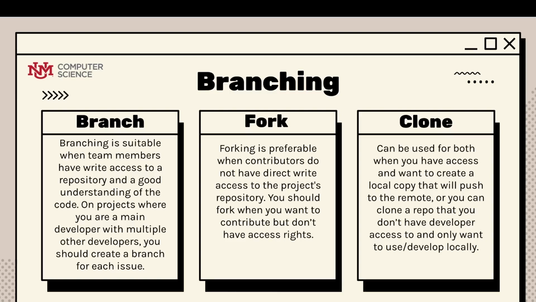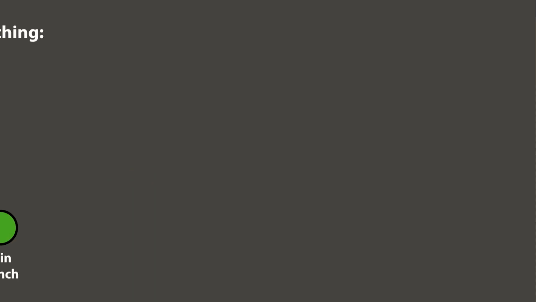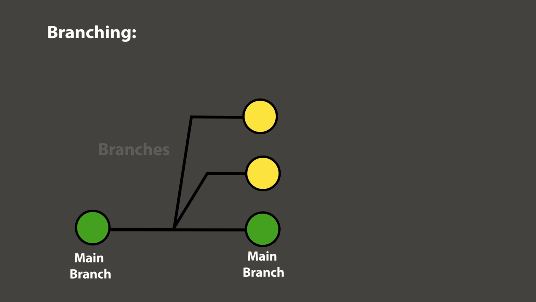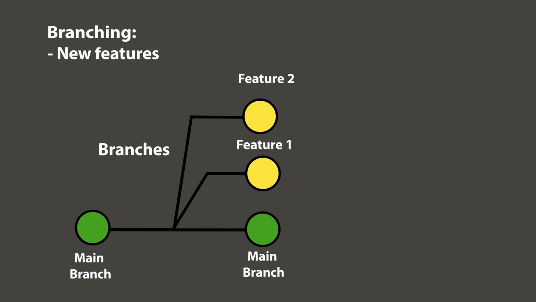Welcome back. Let's talk about branching and restoring in Git. Branching allows you to create separate lines of development within a repository. It's useful for working on new features without affecting the main branch. It's important not to push directly to the main branch to avoid potential conflicts and issues.